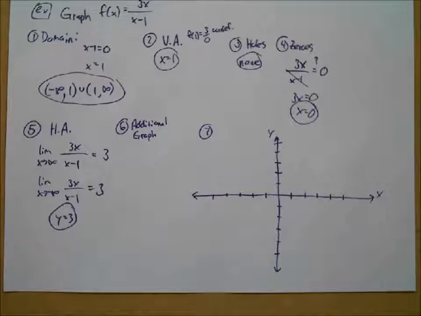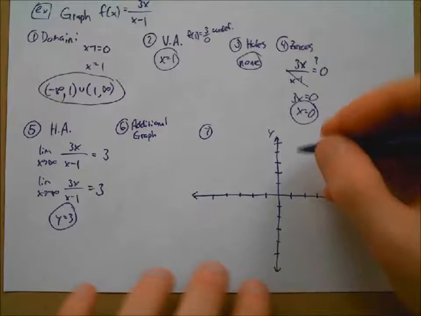All right. And then I would suggest putting in your asymptotes first. They're kind of like the bones. They give you some guidance and borders and direction as far as how to graph things. All right. So vertical asymptote at x equals 1.